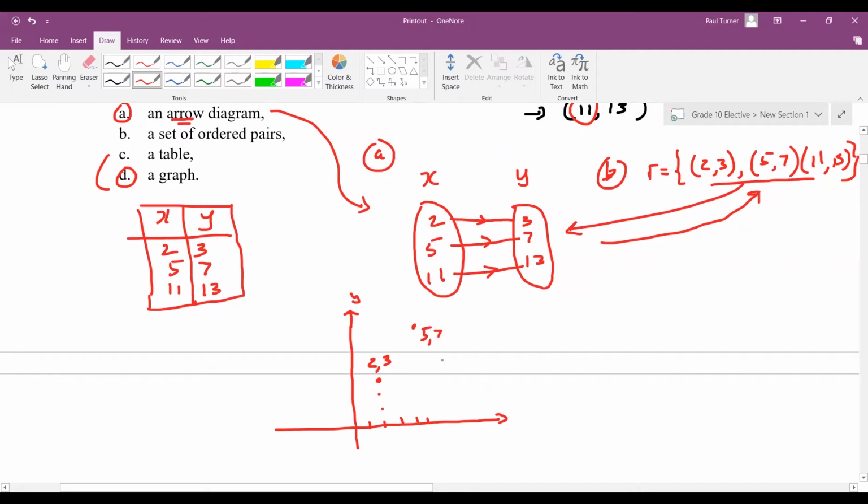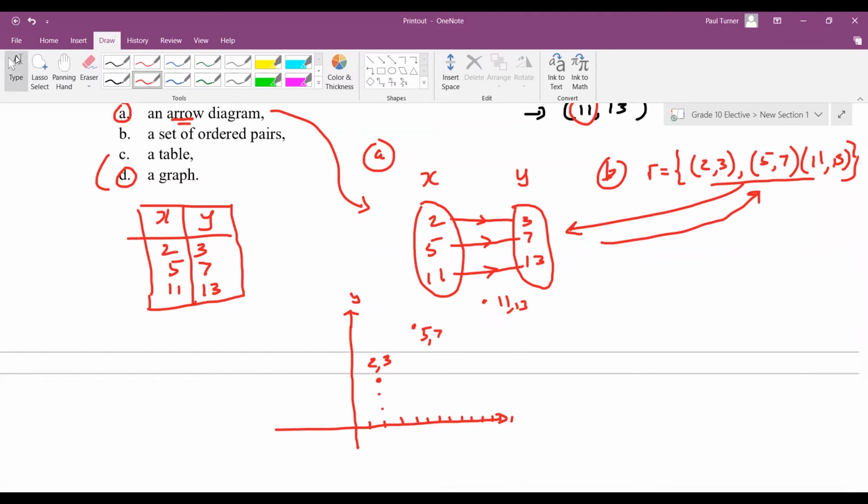It may be a straight line. It may not. It doesn't have to represent anything in particular. I just made up stuff. And 11, 13, right? So 5, 6, 7, 8, 9, 10, 11, 12, 13, and sorry, 11, go back here, and 13, up there somewhere. It may be a straight line, it may not. If it's a straight line, then we can calculate what the relation is, because the relation would be the equation, okay? But in this case, it's just three random points.